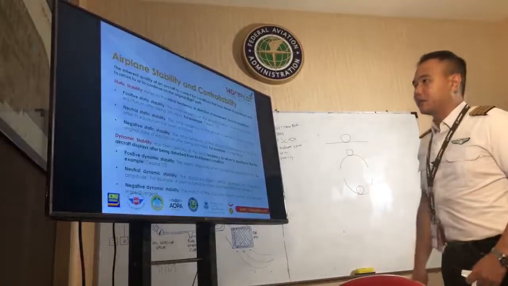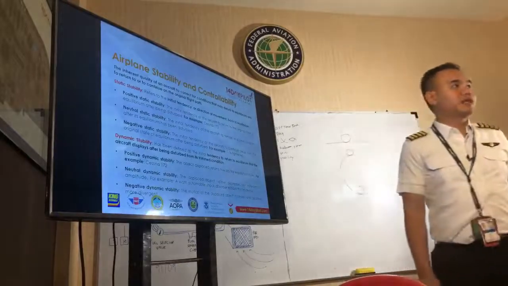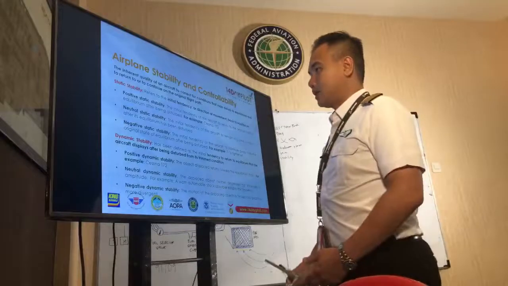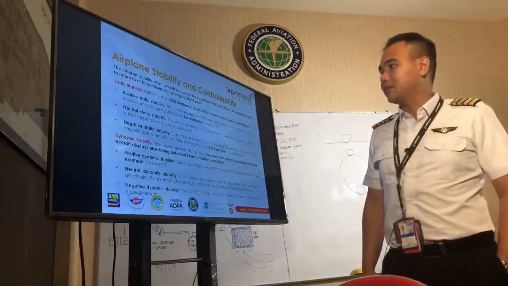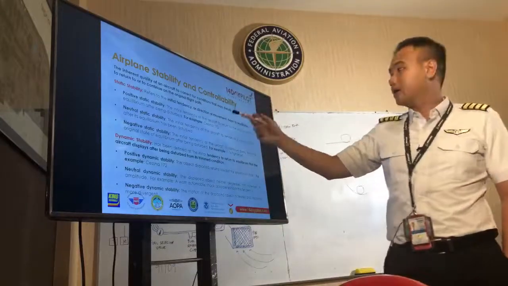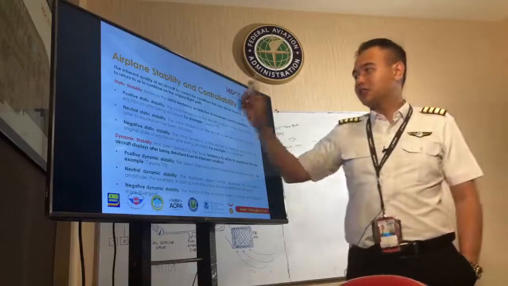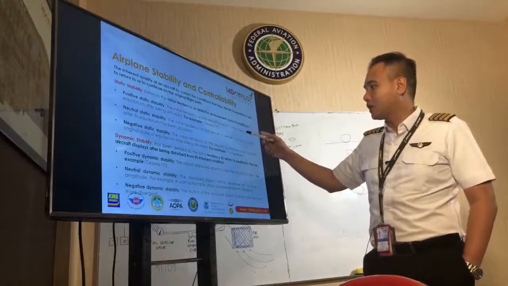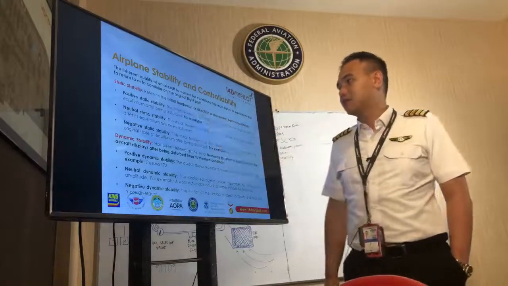Alright, so airplane stability and controllability. There are two types of stability. The first is static stability, and the other one is dynamic stability. If you're talking about the static stability, it is the initial tendency or direction of movement back to equilibrium. The first is positive static stability: the initial tendency of the aircraft to return to its original state of equilibrium after being disturbed.